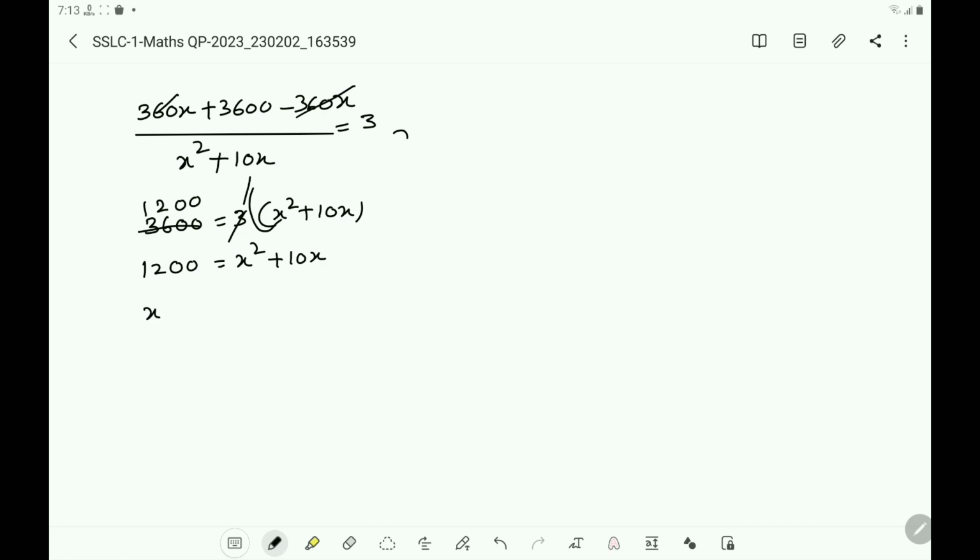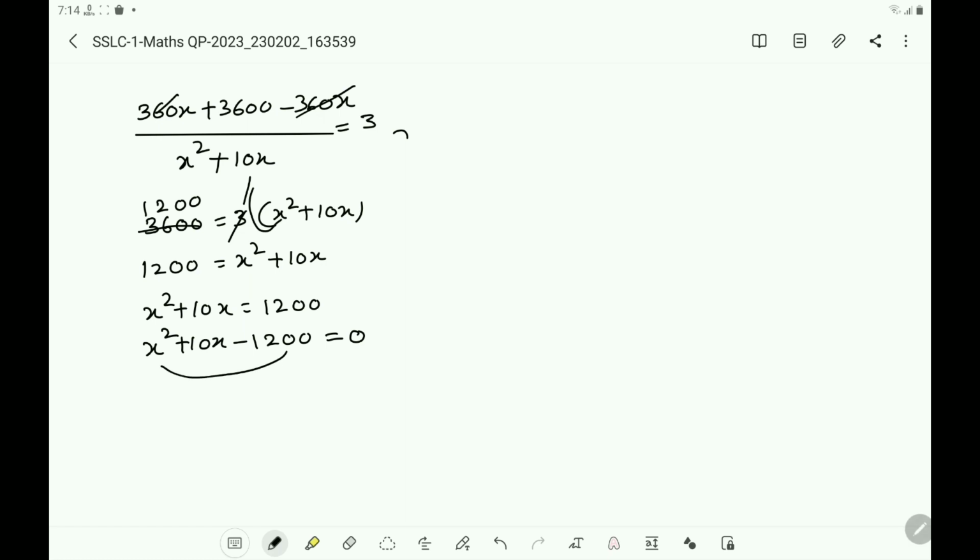Now you interchange x square plus 10x in the LHS and 1200 in the RHS. It becomes convenient to bring it to the form of ax square plus bx plus c equals 0. Now you write x square plus 10x, transfer this 1200 to the LHS. It becomes minus 1200 equals 0. So you got it in the form ax square plus bx plus c equals 0. Now you solve it by any one of the methods. Now let us solve it by factorization method.